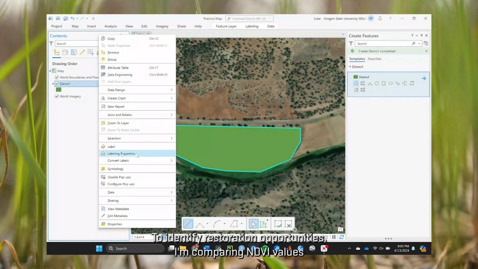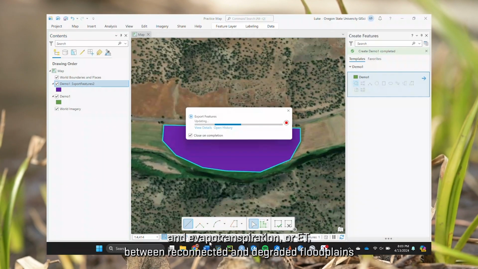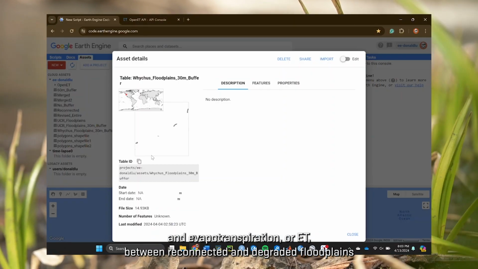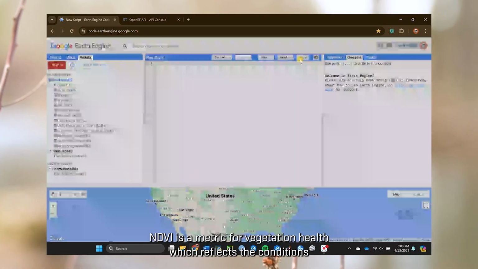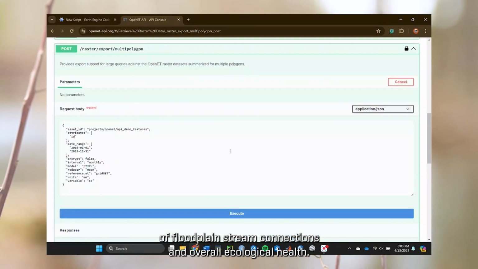To identify restoration opportunities, I am comparing NDVI values and evapotranspiration, or ET, between reconnected and degraded floodplains. NDVI is a metric for vegetation health, which reflects the conditions of floodplain stream connections and overall ecological health.